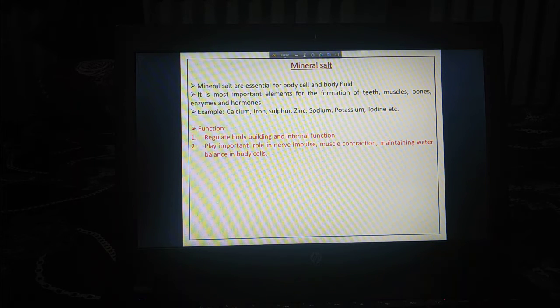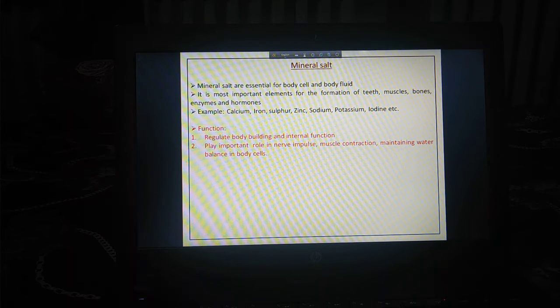What is the function of mineral salt? Regulate body building and internal function. Play important role in nerve impulse, muscle contraction, maintaining water balance in body cell, keeps balance of acid and base of our body.